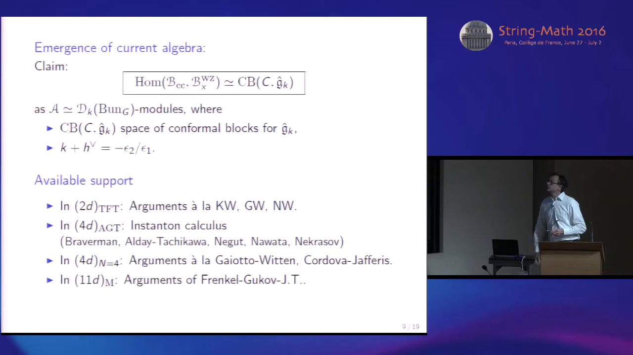More precisely, the claim is that if we consider the Hom space, between B_cc and now we put this other brane there, we can argue that what comes out on the right-hand side is the space of Kac-Moody or affine Lie algebra conformal blocks. As modules, first of all, you should discuss the natural module structures.